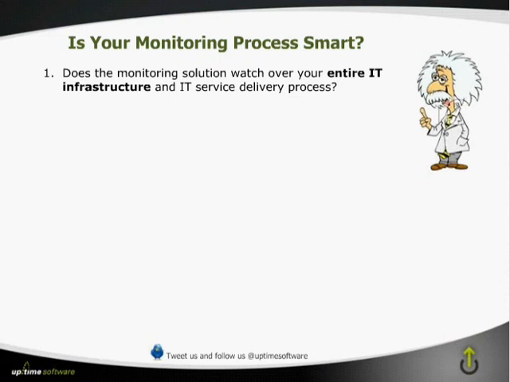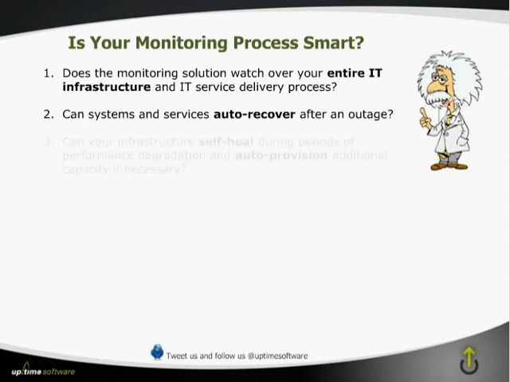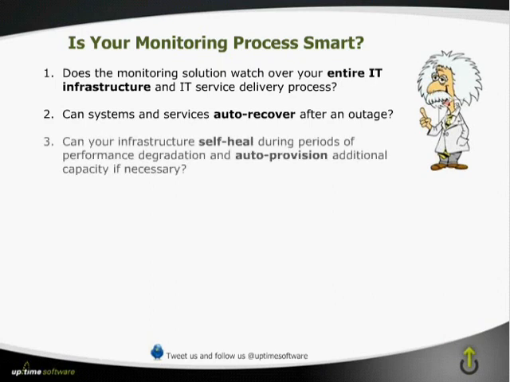Second question is, can your systems and services, your core infrastructure, auto-recover after an outage? Questions like, can they restart themselves? Systems that go offline, if your email stops, can it do anything to auto-recover after an outage? And if it can't, well, why is that? Third question, can your infrastructure go a step further and actually self-heal itself during periods where performance is degrading, where maybe people can't log into applications as quickly or email's not arriving as fast?